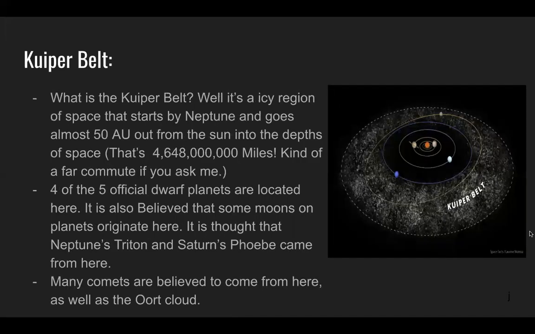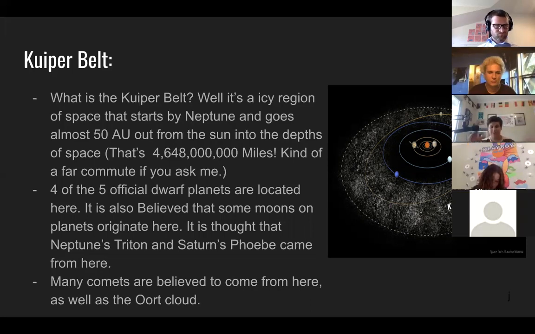So the Kuiper Belt, what is it? It's kind of an icy region of space that circles around in an orbit, like a donut shape, if you would, and it goes out almost 50 astronomical units from the sun, which you can see there. It's a lot of miles, I do not want to try with all those zeros, but it's a far commute. And so 4 of the 5 official dwarf planets are in the Kuiper Belt.